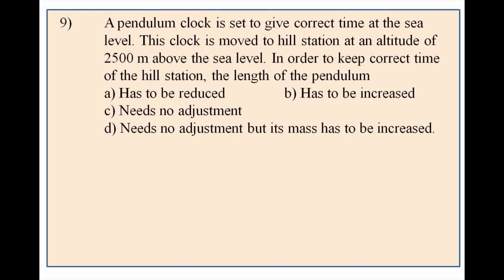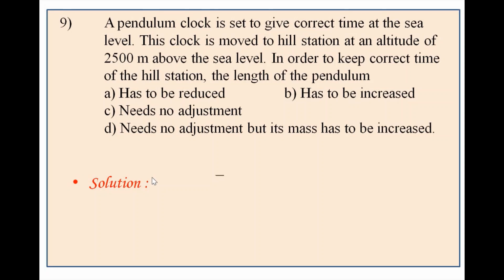A pendulum clock is set to give correct time at sea level. This clock is moved to a hill station at an altitude of 2500 meter above sea level. In order to keep the correct time at the hill station, the length of the pendulum: option A is has to be reduced, option B is has to be increased, option C is needs no adjustment, and option D is needs no adjustment but its mass has to be increased. So let's see the solution.